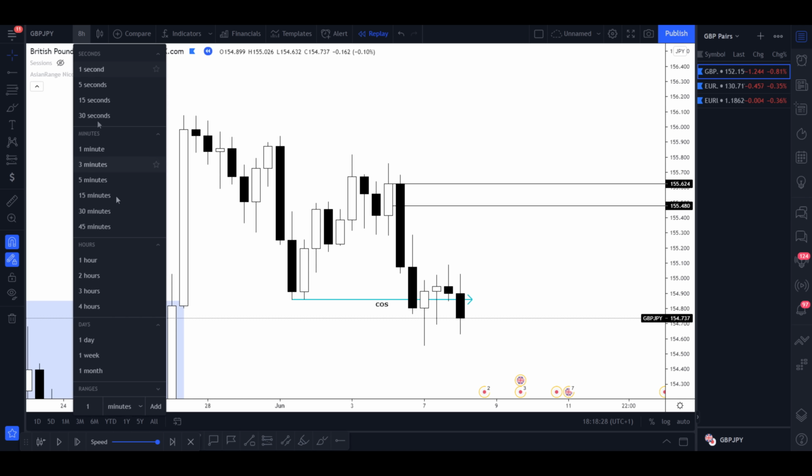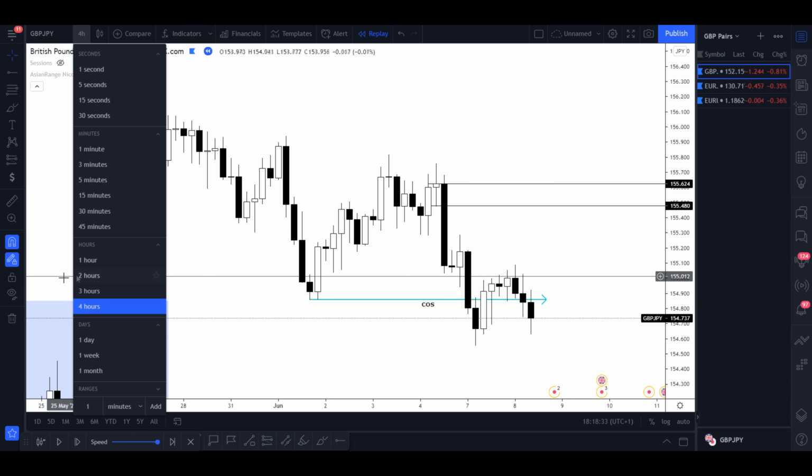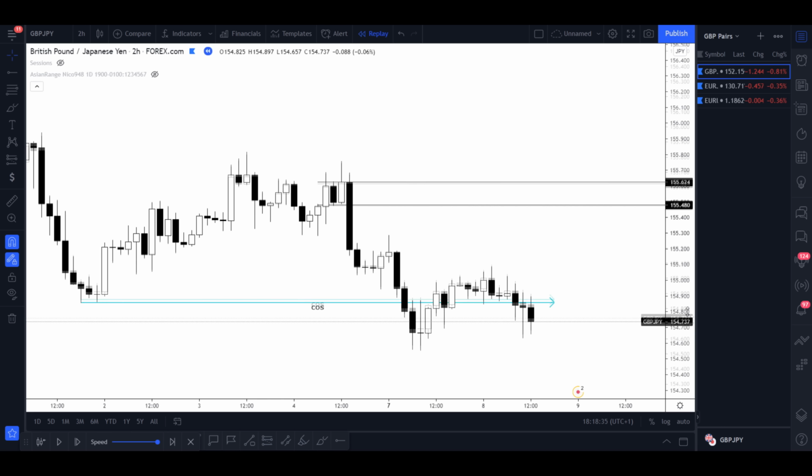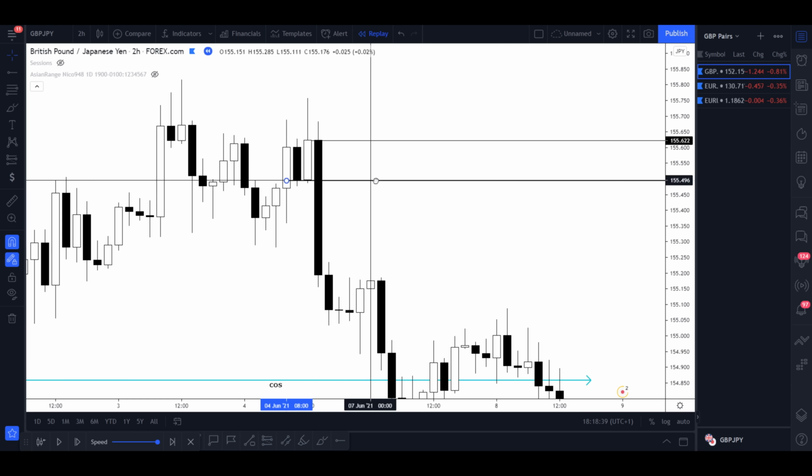That's where the entry was. Now let's go down to see why I was looking to enter over here. Now with 4 hours, pretty ugly, but let's go down to the 2-hour time frame and boom. Now on the 2-hour time frame, it's a lot easier to understand.